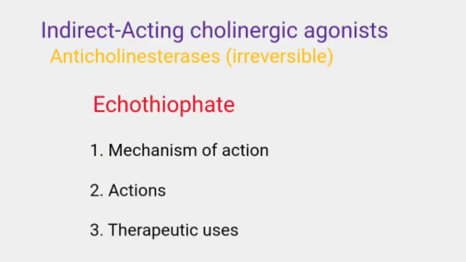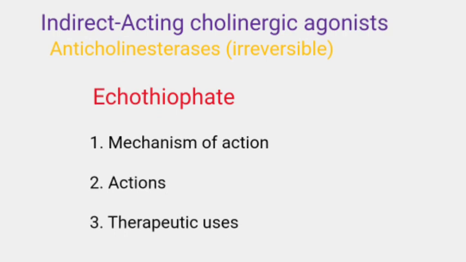Next, we have indirect acting cholinergic agonists, which includes irreversible anticholinesterases. A number of synthetic organophosphate compounds have the capacity to bind covalently to acetylcholinesterase. The result is a long-lasting increase in acetylcholine at all sites where it is released. Many of these drugs are extremely toxic and were developed by the military as nerve agents. Related compounds such as parathion are used as insecticides.